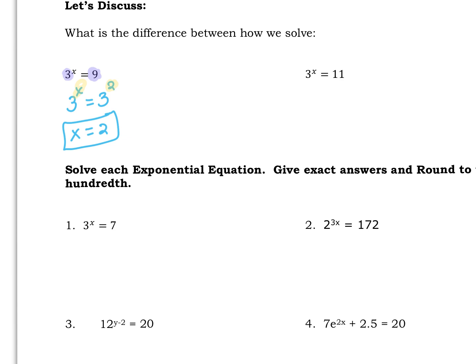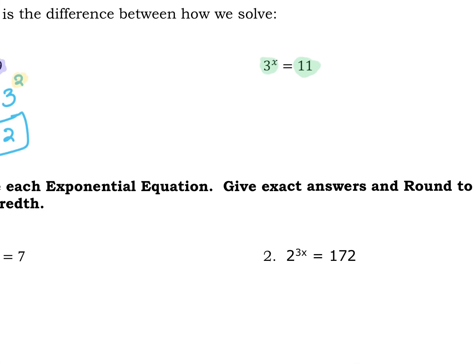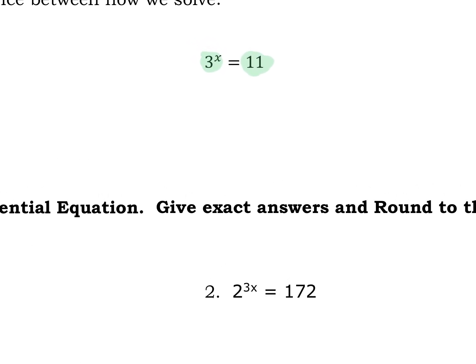Now, here's the issue. If you notice on this next example here, we cannot rewrite 11 as a power of 3. So we're going to have some other type of process that we can use. And so I want you to think about the fact that we are using inverse operations in order to solve most equations, and so that's the process that we're going to do. So I need you to think about the fact that the inverse operation of something that is exponential will be something that is logarithmic. So in order to solve this, we are going to take the log of both sides.